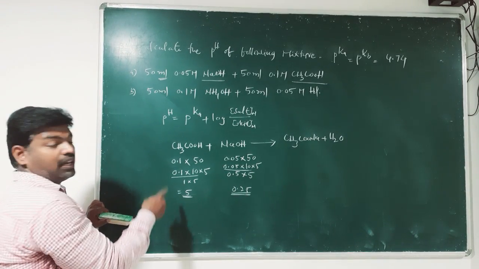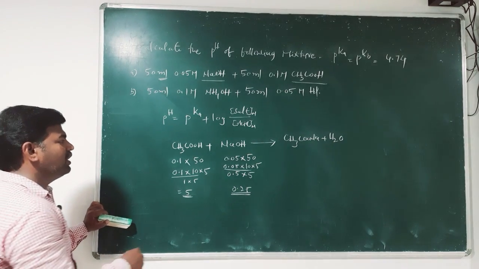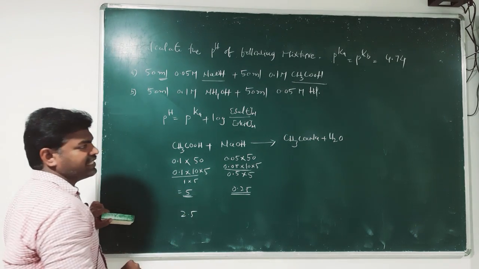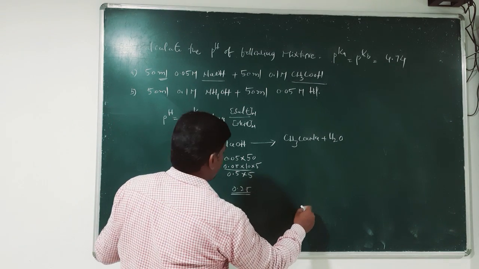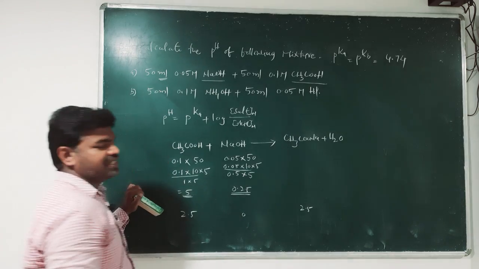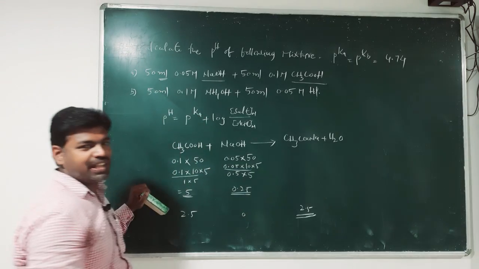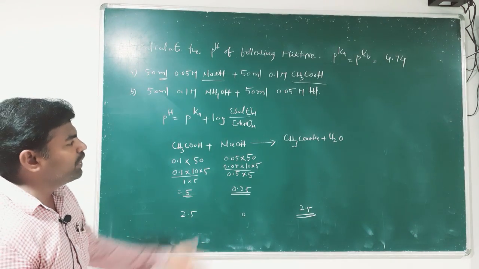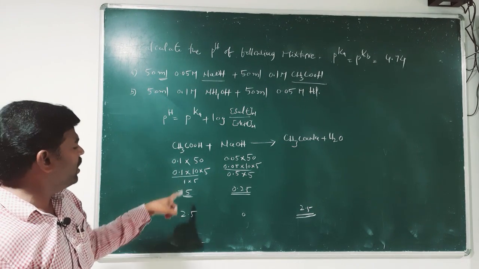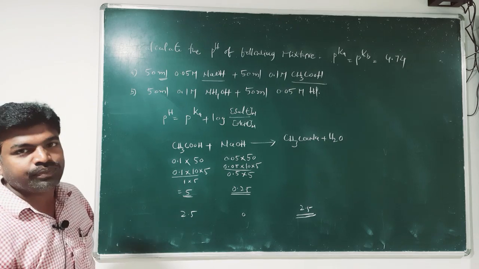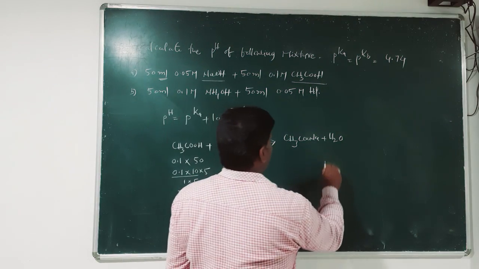These are the millimoles of acetic acid and NaOH. After the reaction, 2.5 millimoles of acetic acid is left, there is no NaOH, and 2.5 millimoles of sodium acetate is formed. So we came to know that the amount of sodium acetate is 2.5 millimoles, and we know the amount of acid, that is 2.5 millimoles. Now we are able to calculate the pH.